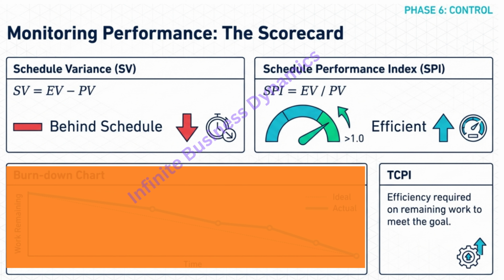If your SPI was 0.8, your TCPI might come out as 1.25. And that tells the team, you have to be 125% efficient from today until the end just to hit the original date. And that tells you if recovery is even mathematically possible. Exactly. Sometimes the TCPI is so high, like 2.0 or something, that you realize it's impossible and you just need to ask for a new deadline.